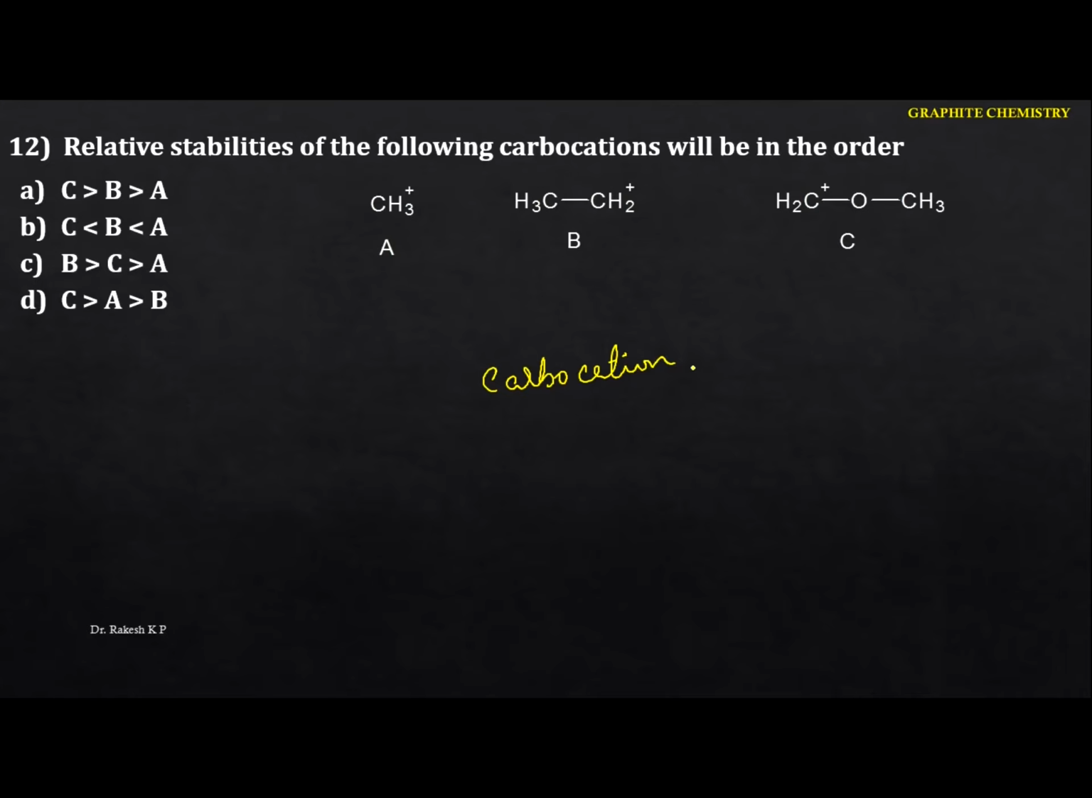So it may be any carbocation. Just identify: if the carbocation is attached to an electron donating group, stability increases. Suppose the carbocation has an electron withdrawing group, the stability of the carbocation decreases. This concept you have to remember. But just identify this one.